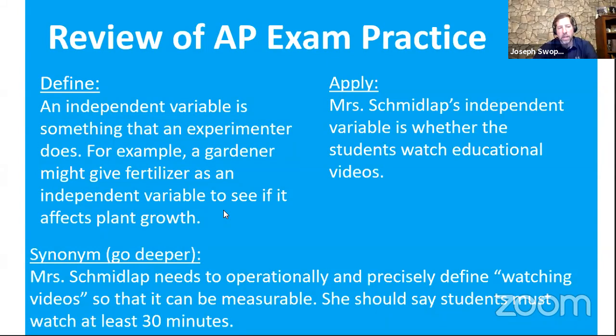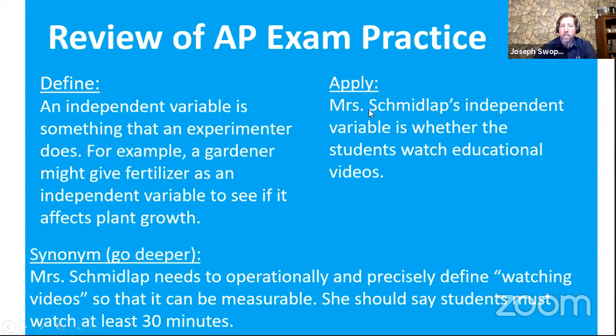Remember I said yesterday, the independent variable is something an experimenter does, and the dependent variable is something the experimenter gets. For example, a gardener might give fertilizer as an independent variable to see if it affects plant growth. I picked that example on purpose to show you that the independent variable and the scientific method aren't locked into psychology or any particular academic discipline. You can use the scientific method, independent variable and dependent variable in nearly any question. So that's our define. Let's apply.